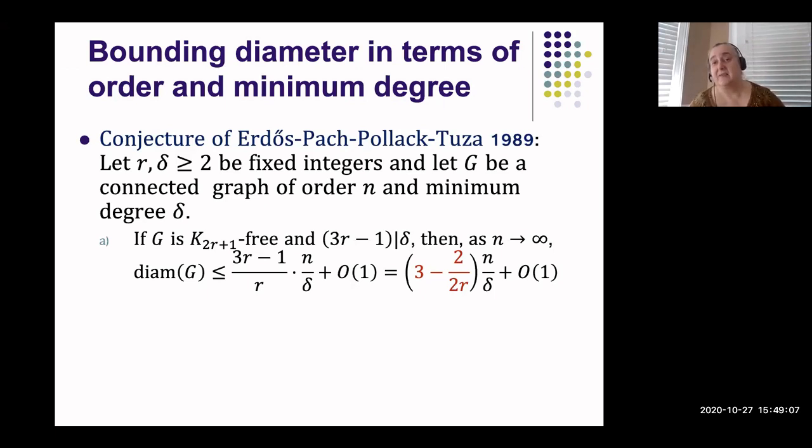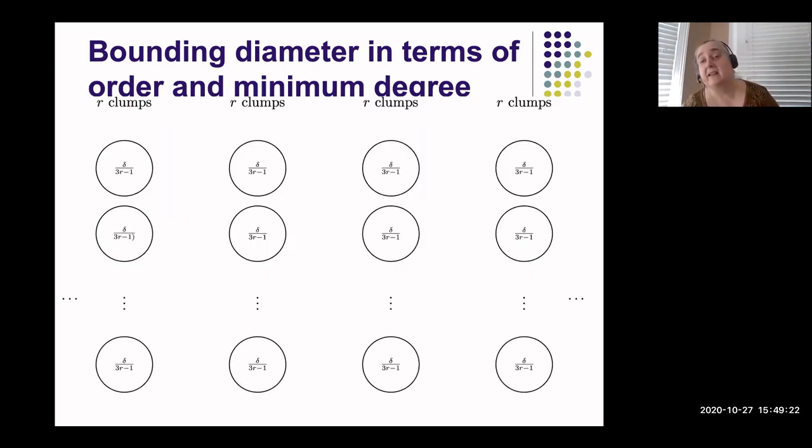There, I want to rewrite this (3r minus 1) over r as 3 minus 2 over 2r. The 2r that I put on the bottom is the maximum possible clique that the graph can have under the conditions. And this, if correct, is sharp, as shown by this example.